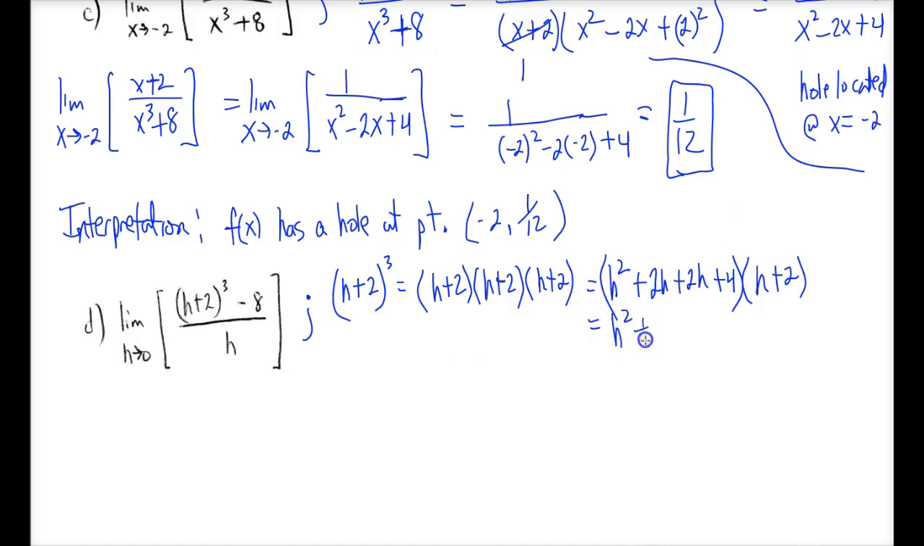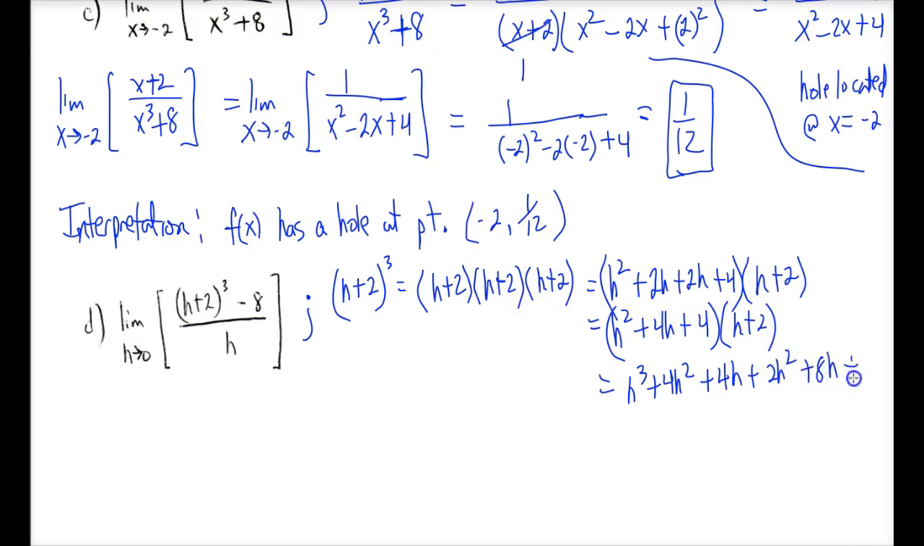And then this will simplify to h squared plus 4h plus 4, and all that multiplied by h plus 2. Now we'll do distribution, basically taking h and multiplying it to all 3 terms, and then taking the 2, multiplying it to all 3 terms, and then combining like terms. If we multiply all 3 terms by h first, that'll give us h cubed plus 4h squared plus 4h. And then we multiply everything by 2, to get 2h squared plus 8h plus 8.